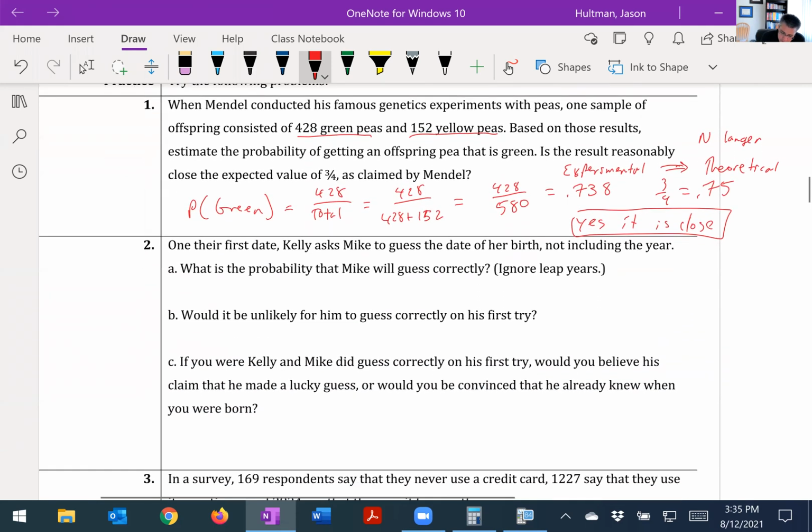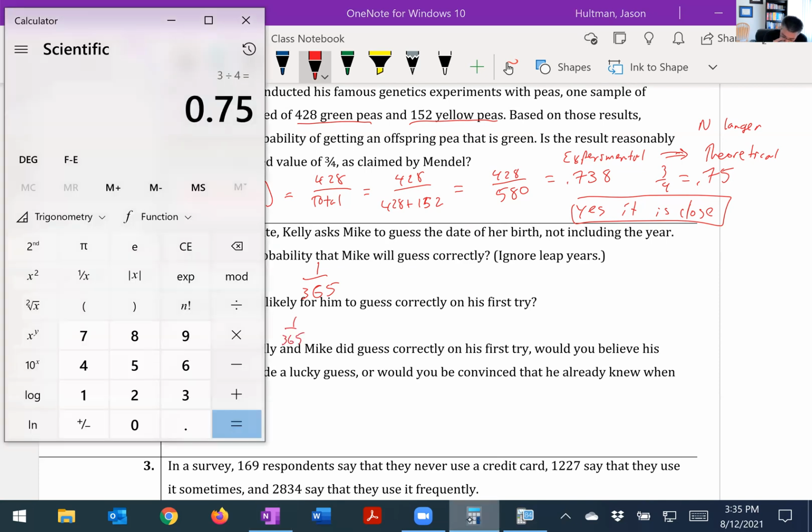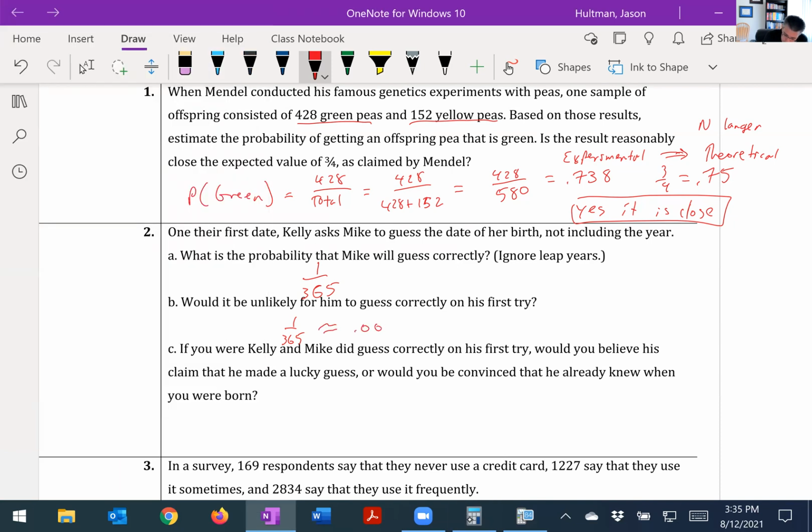On their first date, Kelly asked Mike to guess the date of her birth, not including the year. What is the probability that Mike will guess correctly? Ignore leap years. So this is going to be 1 out of 365. Would it be likely for him to guess on the first try? Well, what is 1 over 365 as a decimal? 1 divided by 365 is approximately 0.0027, which is less than 0.05.